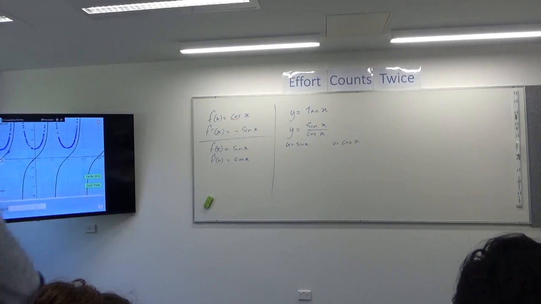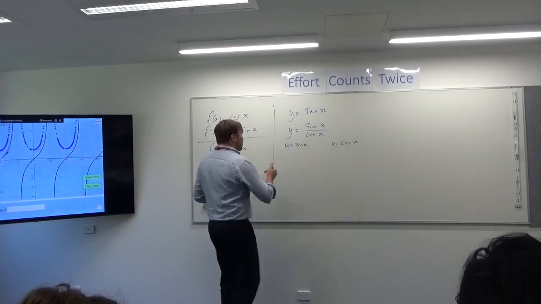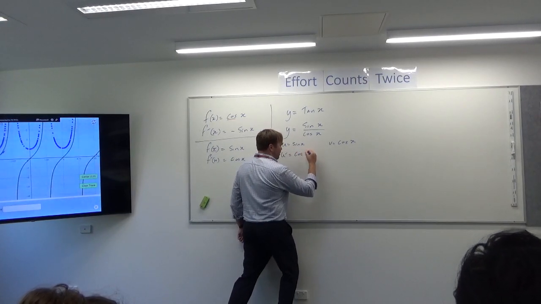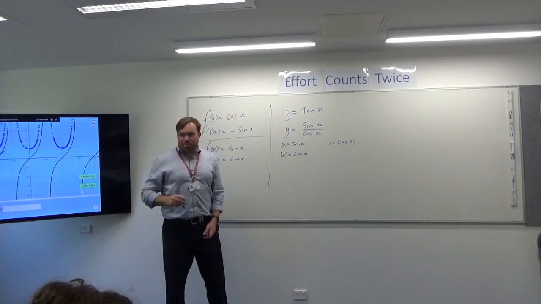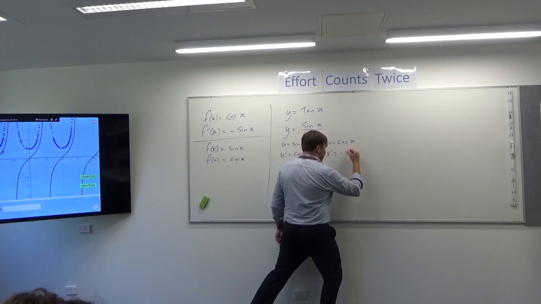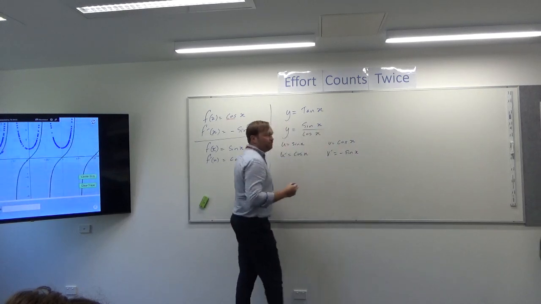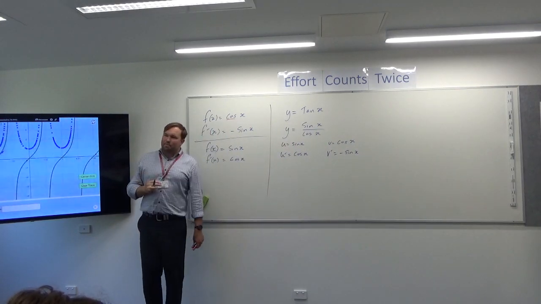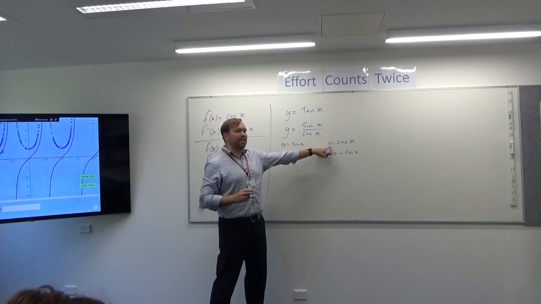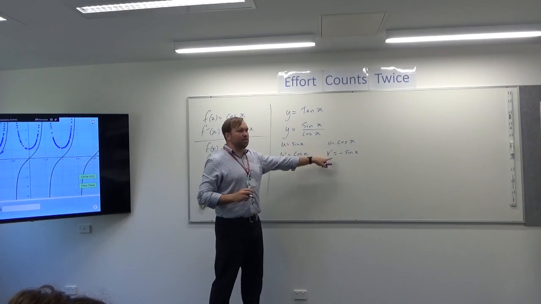Alright, so then we're looking for u dash and v dash. U dash, now sine behaves itself, so it just goes to cos x. Cos is trying to trick you, so v dash is minus sine x. And now we start putting it together. So we want u dash v minus v dash u.